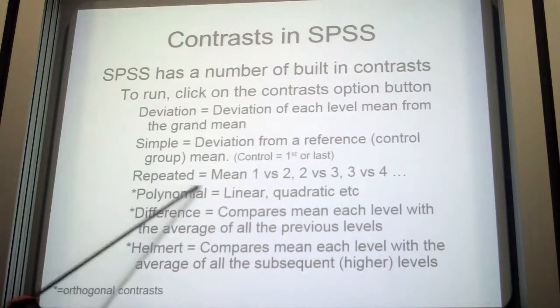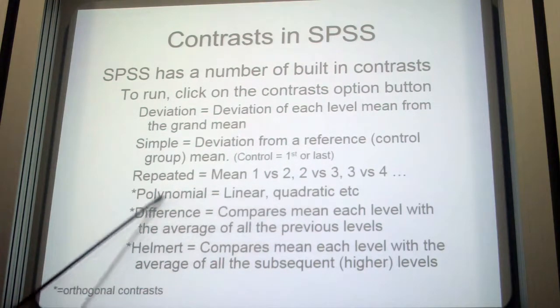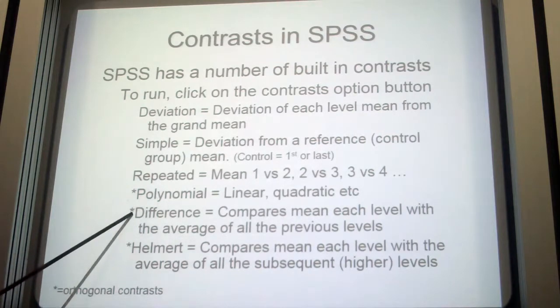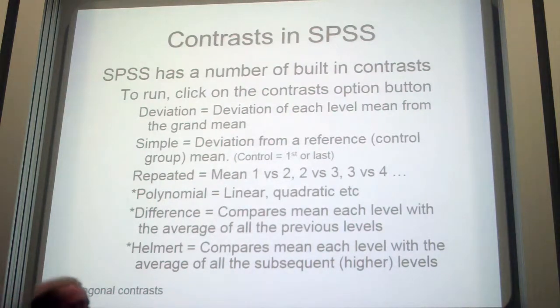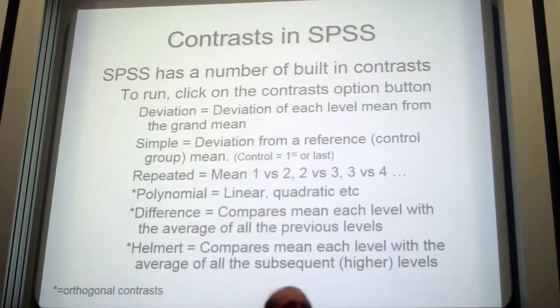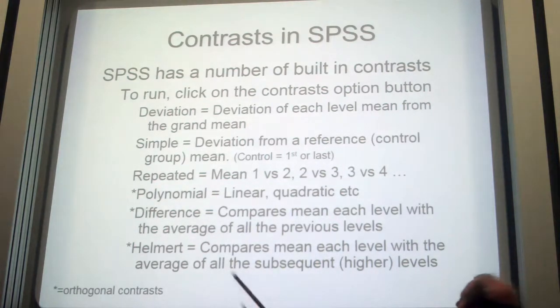When you run SPSS, you'll often see contrasts, and it does these ones for you automatically. I've talked a little bit about them. The difference one compares the mean in each level with the average of all the previous levels. So it compares group 2 with group 1, then group 3 with the average of 1 and 2, then group 4 with the average of 1, 2 and 3. Why you would ever want to do that, I don't know, but hey.